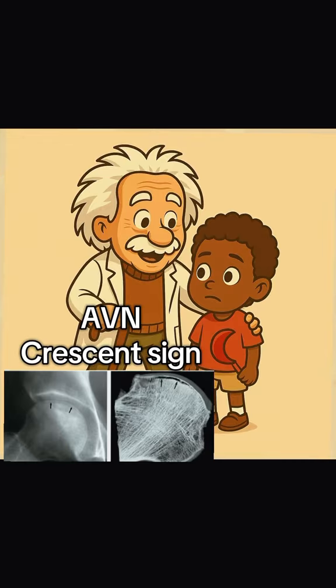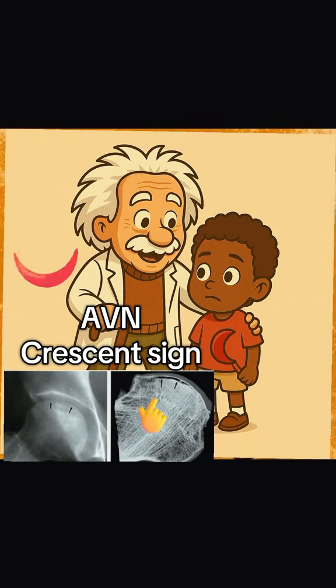AVN can show a crescent sign on X-ray. Sickled red blood cells happen to have the same shape, just like the crescent on X-ray.